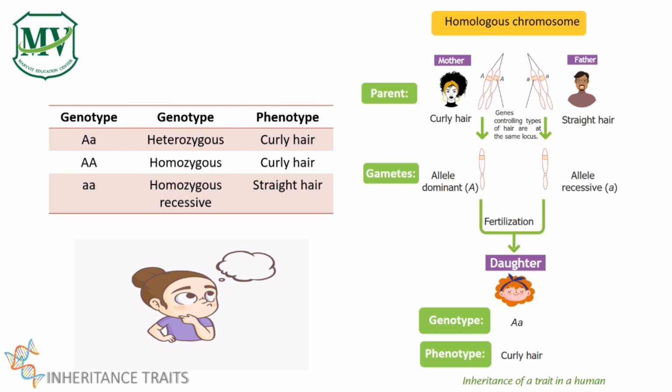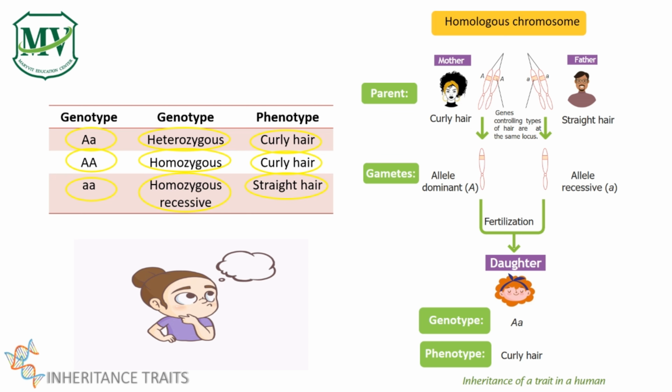Referring from our previous diagram again, the table on the screen shows clear differences among the combinations of genotypes of alleles that will result in a certain phenotype. So, if the genotype of the offspring has a combination of dominant allele and recessive allele, then the genotype of the offspring is heterozygous with a phenotype of curly hair.